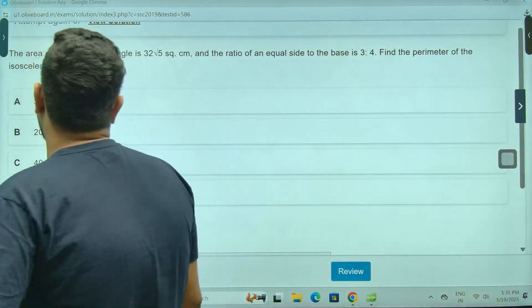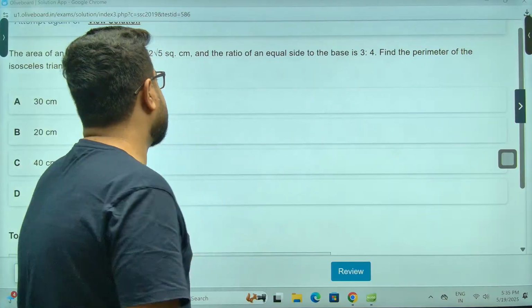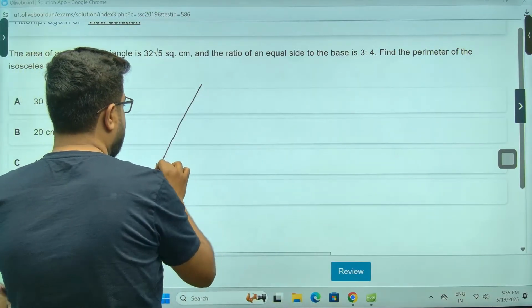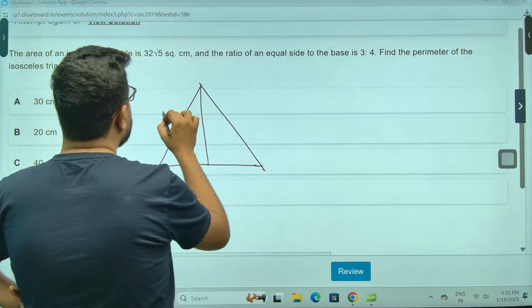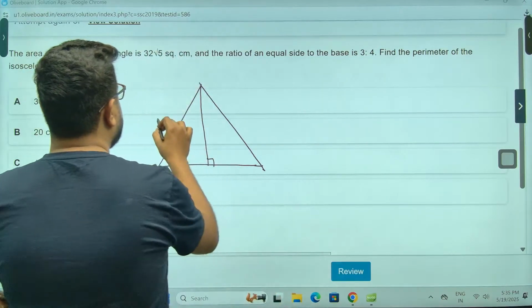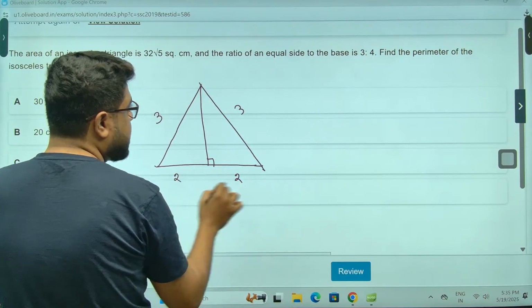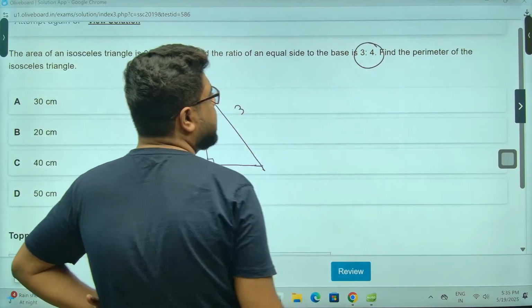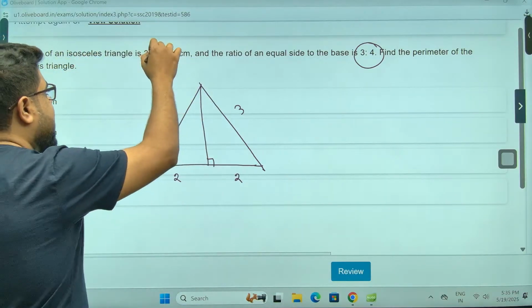Chalo. The area of an isosceles triangle is given, the equal sides are given, and the perimeter is asked. Let's find the height too, sir. Equal sides 3, 3. This is 2, this is 2, sir, because the total base is given as 4. Area is given as this.